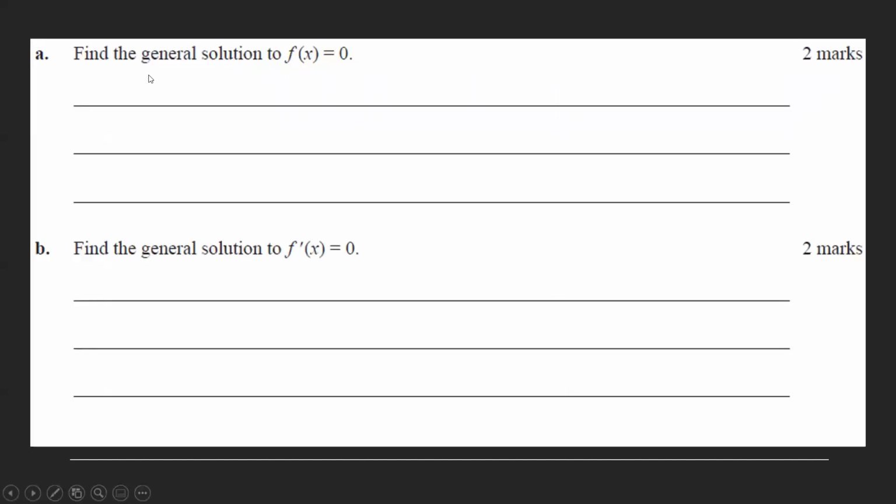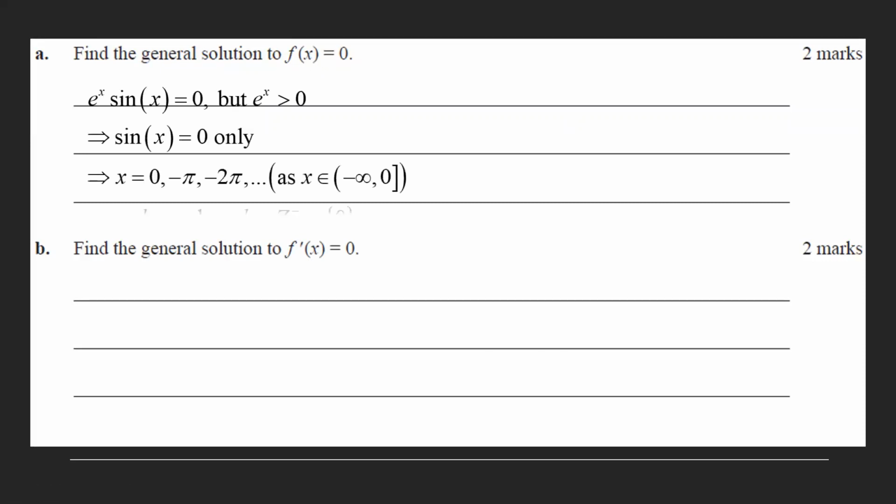Let's have a look. Find a general solution to f of x equals 0. So you just equate e to the x times sine x to 0, but you have to mention e to the x is greater than 0, or not equal to 0. Okay, now the only thing remaining is sine x equals 0. Now you can say, okay, sine 0 is 0. That's just one solution. General solution means, okay, you have to list all possible values.